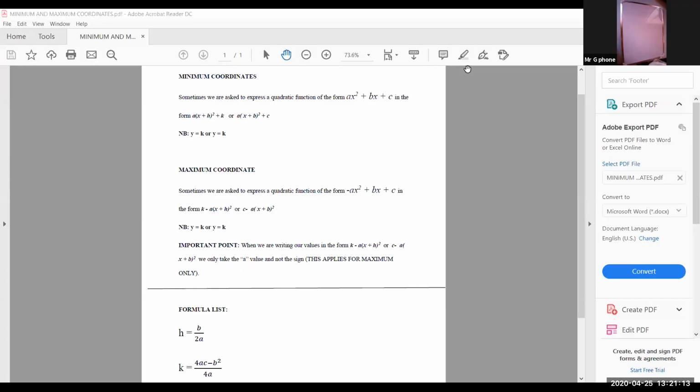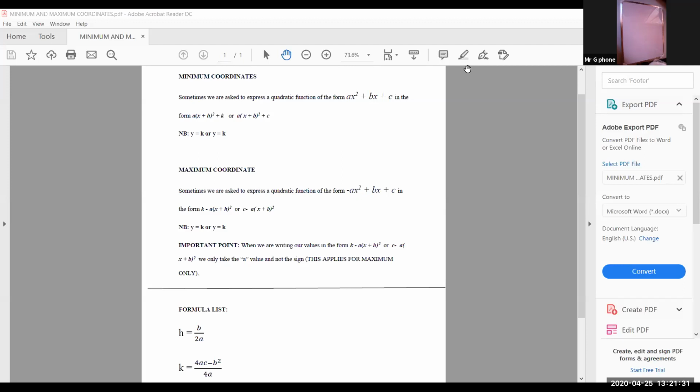So today we're going to be looking at maximum and minimum coordinates, right? For maximum coordinates, I'm explaining the handout now for you all. Sometimes we are asked to express a quadratic function of the form ax squared plus bx plus c. That is how a general quadratic function is written.